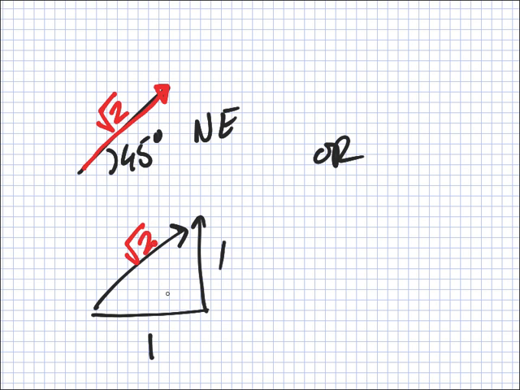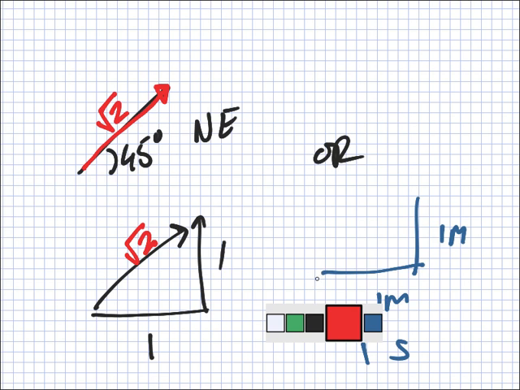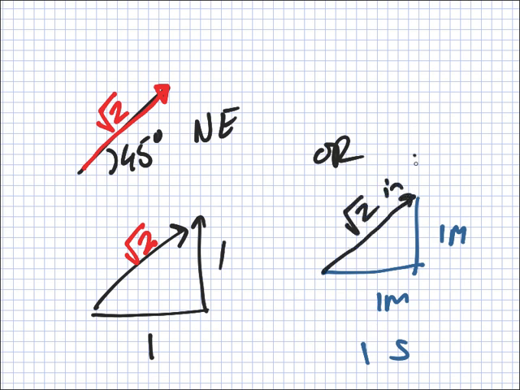Speed is root 2. If you go 1 meter in 1 second, so you go like this, then that means you go root 2 in 1 second. Because if I say this, I know he doesn't really go like this. He really goes like this.